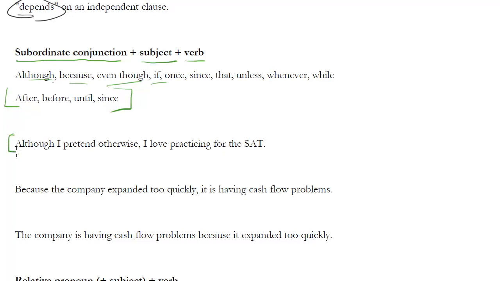So notice, we've got our subordinating conjunction, then we've got our clause, subject, verb. Notice you separate your subordinate clause from the independent with a comma, and that's okay. So you can kind of create a comma splice, so to speak, between an independent and a dependent. That's fine. And so notice this is okay. Notice if I got rid of this, you get a fragment, right? Although I pretend otherwise, what, right? It depends on the rest of the sentence.